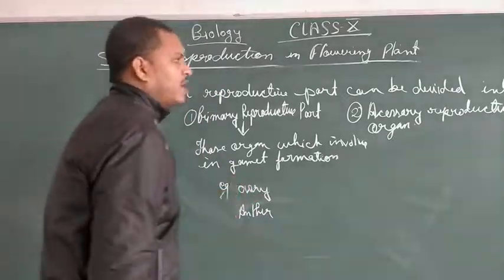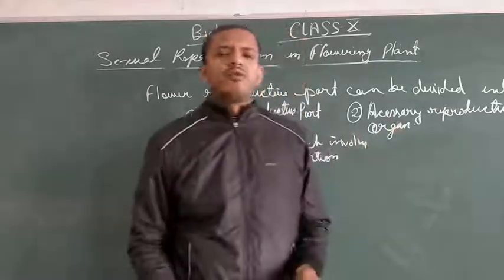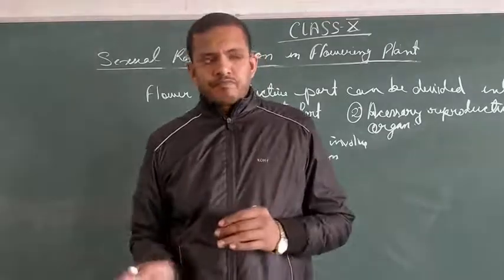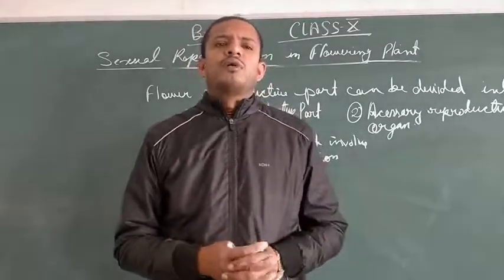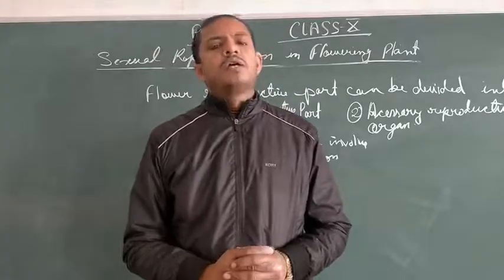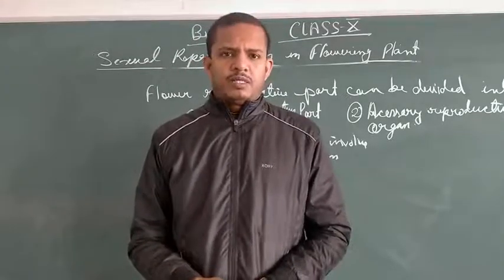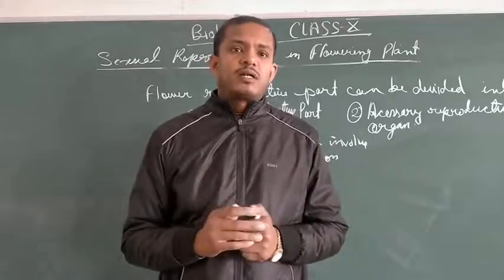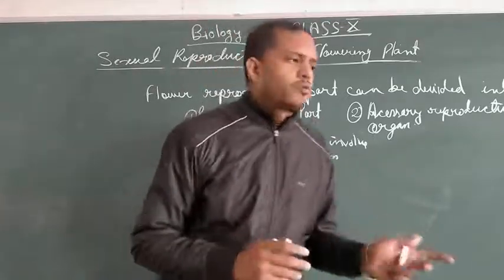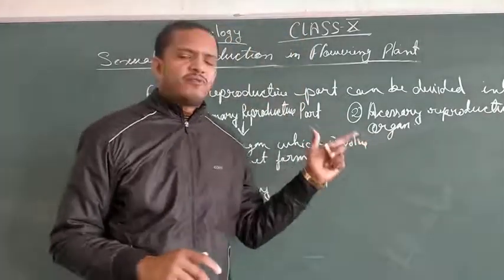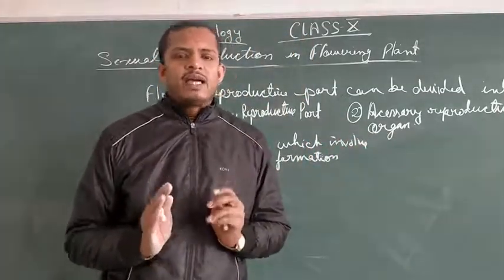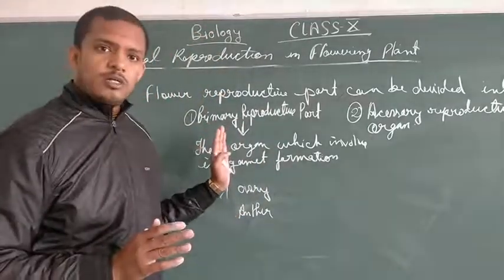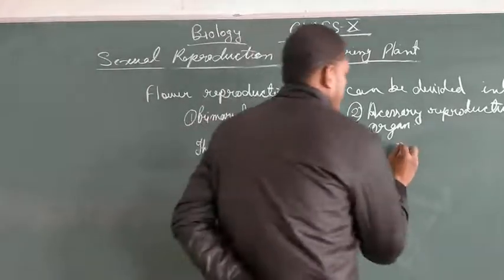Both are correct. When we talk about accessory reproductive organs, these are those organs or parts of the flower which help in the process of fertilization, which help in the process of reproduction. Either they act as a protective part for the main reproductive organ. I mean to say the accessory reproductive organs act as protective parts for the primary reproductive organ. Got it?